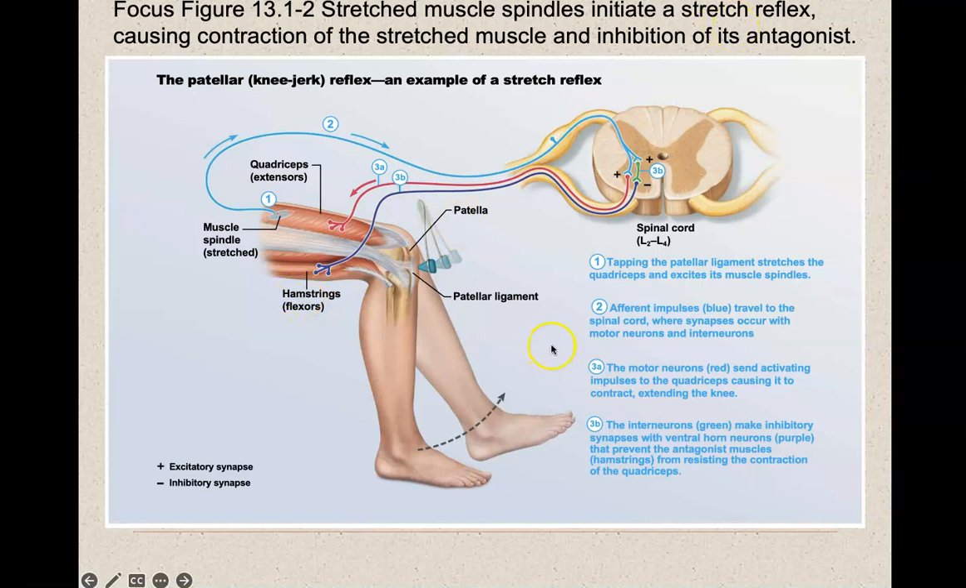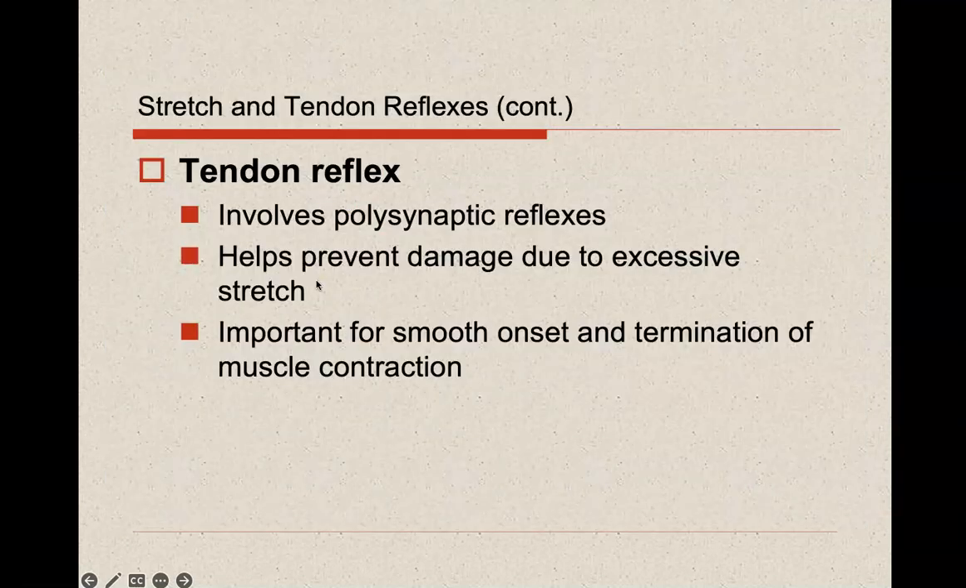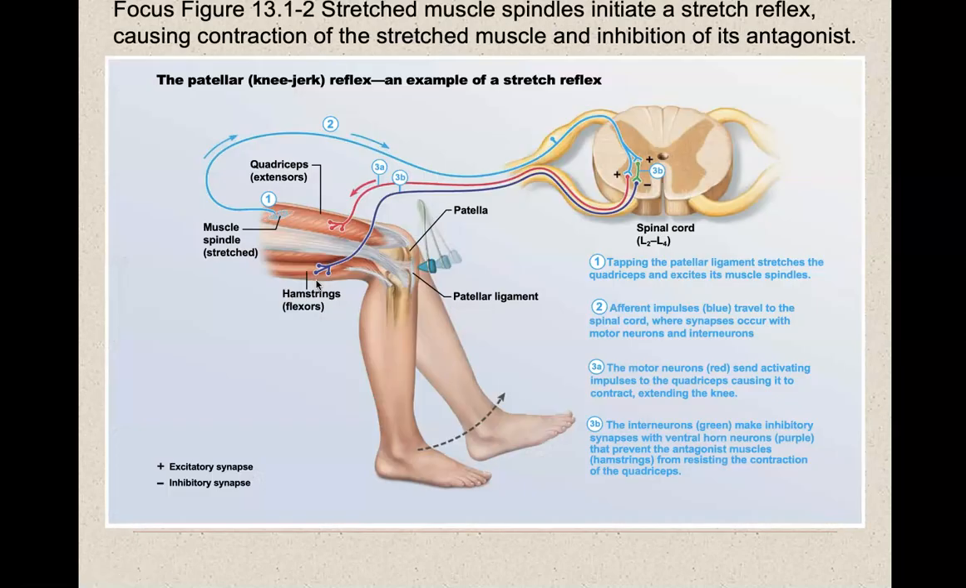So it's a pretty cool reflex because, again, not only are you directly stimulating the extensor quadricep muscles, but you're also inhibiting the antagonist hamstring muscles. So when you're doing this stretch reflex, the patellar knee-jerk reflex, you are testing this reflex in the L2 to L4 region of the spinal cord.